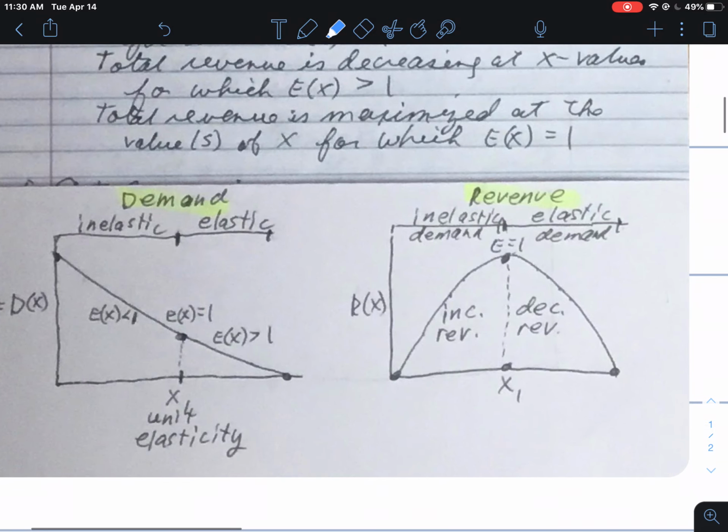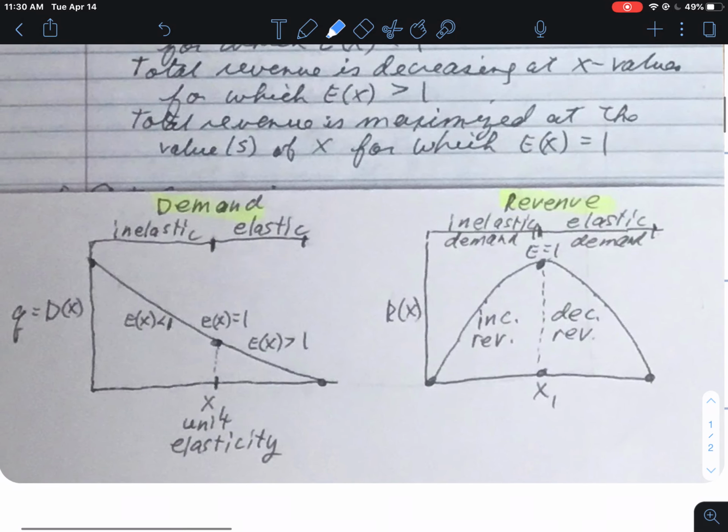Okay. This gives you a little graphical representation. You may find this useful in helping picture what's going on here. We're talking about two different functions: that demand function, D of X, and that revenue function, R of X. On the left, we've got Q equals D of X, our demand function, which we said as X increases, the demand decreases. D of X goes down.